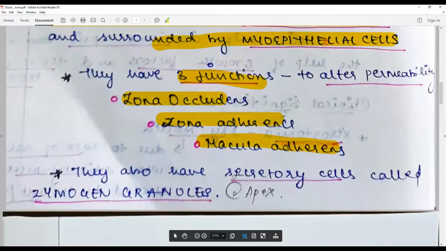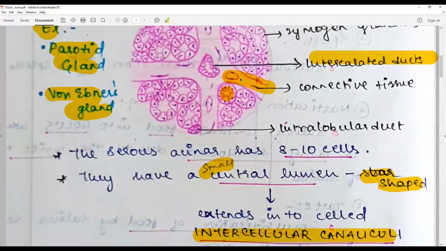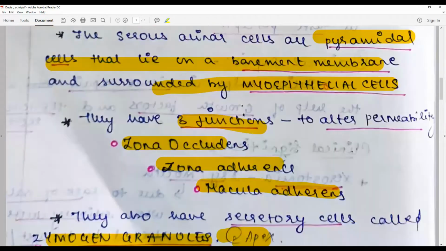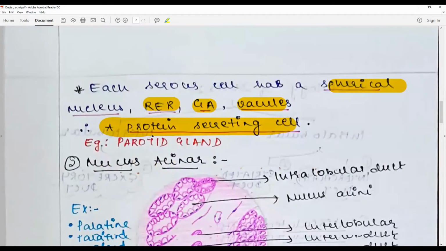They also have secretory granules called zymogen granules in the apex, which are seen as multiple blue dots in the apical region. Each cell has a spherical nucleus, rough endoplasmic reticulum, Golgi apparatus, and vacuoles. These are protein secreting cells. The nucleus is just above the basement membrane.